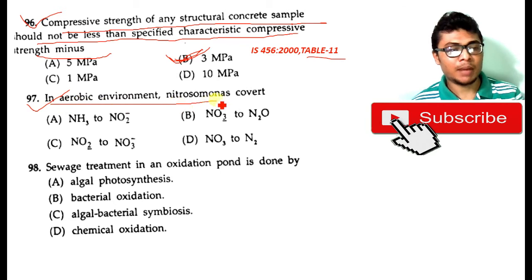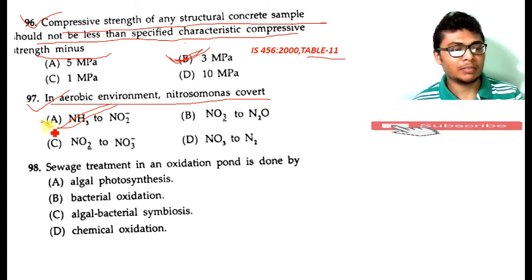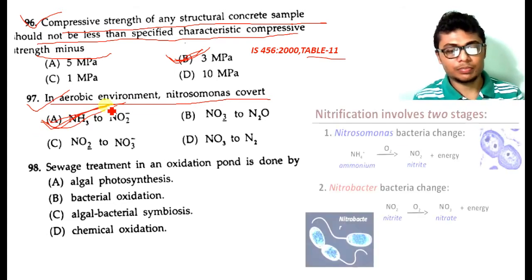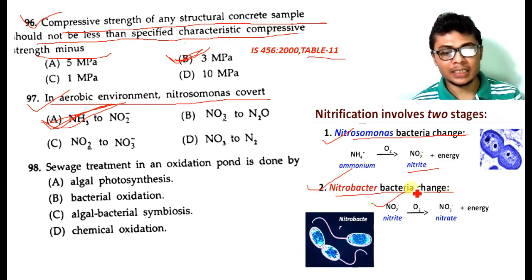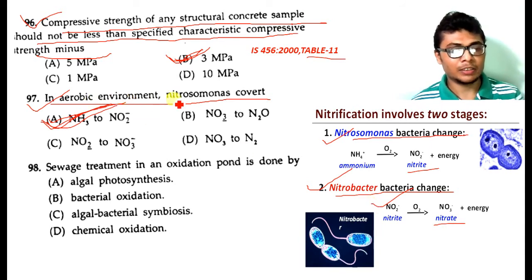In an aerobic environment, Nitrosomonas converts? The answer will be A. This is a direct question from environmental engineering. Note down, nitrification generally involves two stages. In the first stage, Nitrosomonas bacteria change ammonium ion or ammonia to nitrite, plus energy, in the presence of oxygen. And in the next stage, Nitrobacter bacteria change this nitrite into nitrate. So in this case, my answer will be Nitrosomonas converts NH3 to NO2 minus.